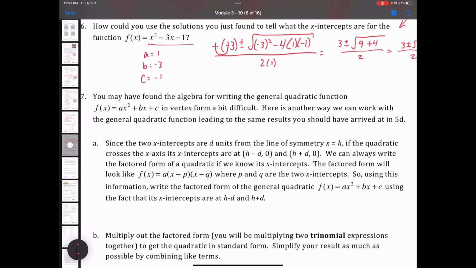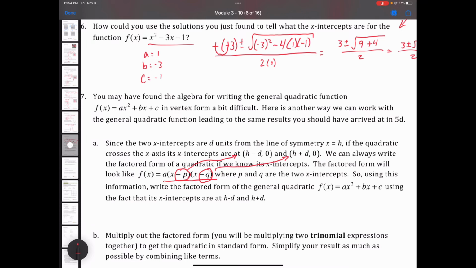Since the two x-intercepts are d units from the line of symmetry h equals x, the quadratic function crosses the x-axis at its x-intercepts that are h minus d and h plus d. Now we could always write that in factored form, where the x-intercepts would look like this. Now they have replaced negative p and negative q to be these x-intercepts. So they're actually saying that those are equal to these two terms right here.